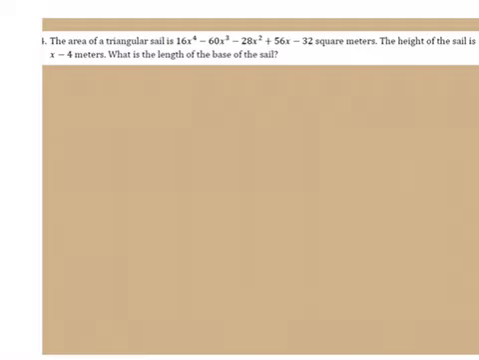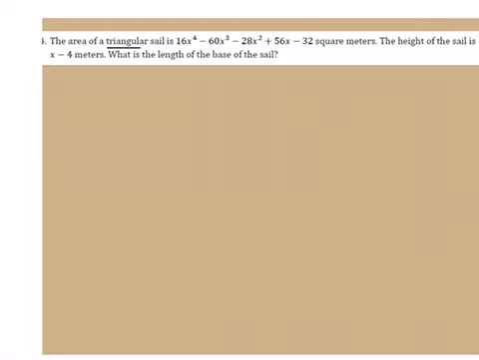So if we look at the last problem here, the area of a triangle now is 16x to the 4th minus 60x to the 3rd minus 28x squared plus 56x minus 32 square meters. The height of the sail is x minus 4 meters. We want to find the length.